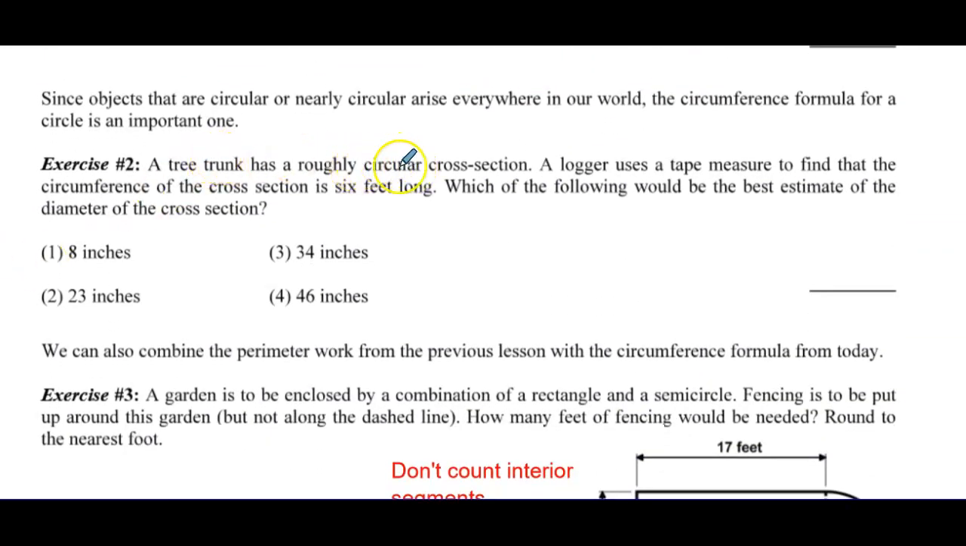All right, example 2, exercise 2 here. Tree trunk has a roughly circular cross section, so that's as you slice it sideways. The logger uses a tape measure to find that the circumference is 6 feet. Which of the following would be the best estimate for diameter? All right, so we know that the circumference is equal to pi times diameter. So if I know the circumference is 6, I can put that where it goes and solve for d. So my diameter must be 6 divided by pi. And if I do 6 divided by pi, I get approximately 1.91 feet. So this is still in feet. All of my answer choices are in inches. The one that is closest to 1.91 would be 23 inches, and so that's choice 2.